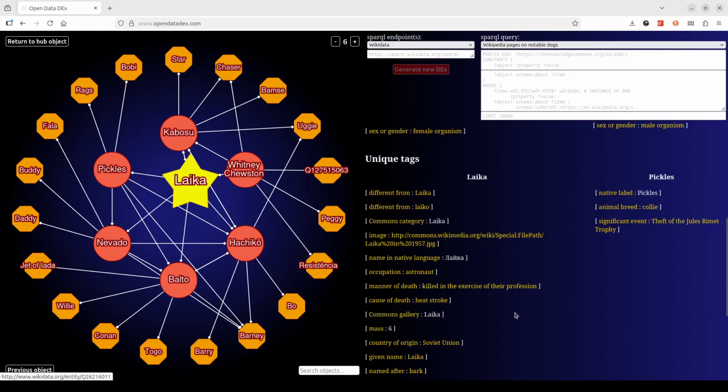Let's see, manner of death, killed in their profession. Yeah, unfortunately, she died while in orbit. There was no plan to bring her back. But that is why I would consider her a hero.